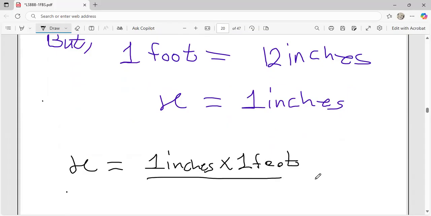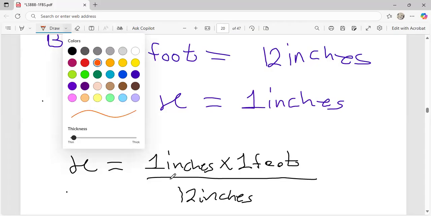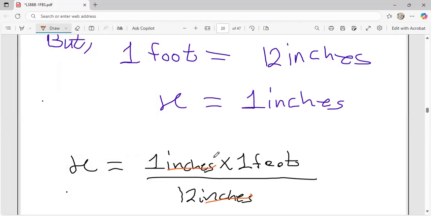1 foot all over what? All over 12 inches. Okay, at the end of the day, inches will cancel inches. So what are we left with? We are left with 1 over 12. And what does 1 over 12 imply?